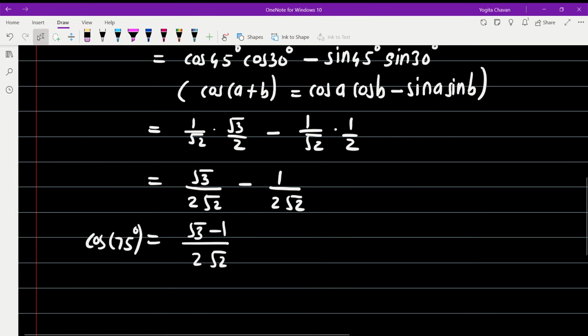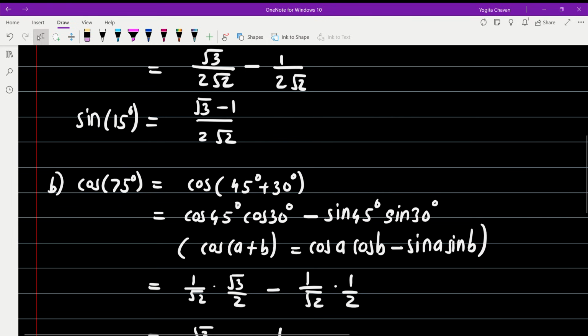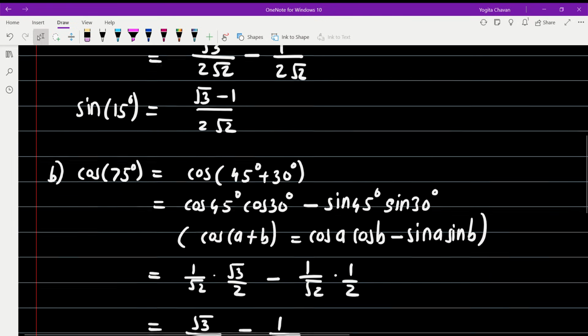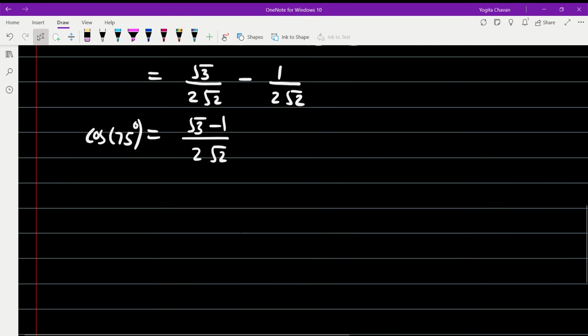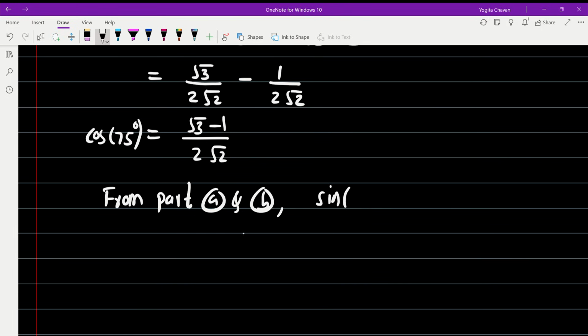Now you can observe that sin 15 degrees is equal to root 3 minus 1 divided by 2 root 2, and cos 75 degrees is also root 3 minus 1 divided by 2 into root 2. So we can conclude, from parts A and B, that sin 15 degrees is equal to cos 75 degrees.